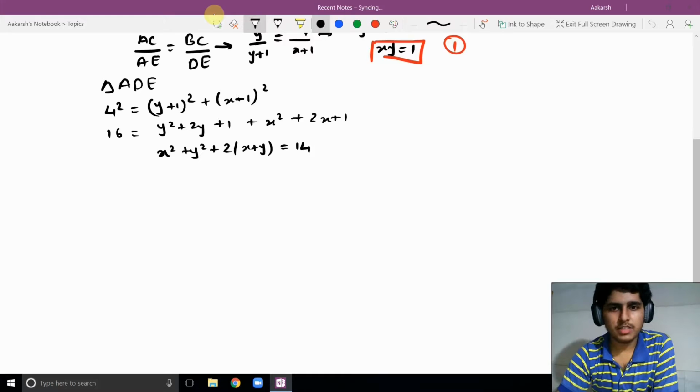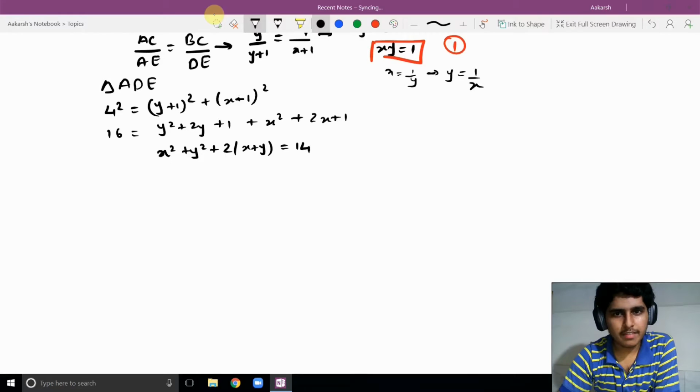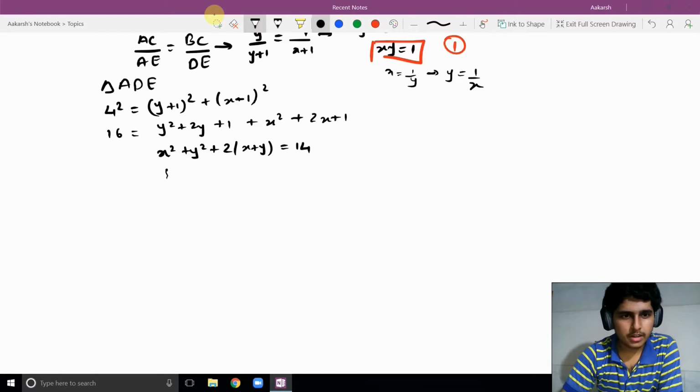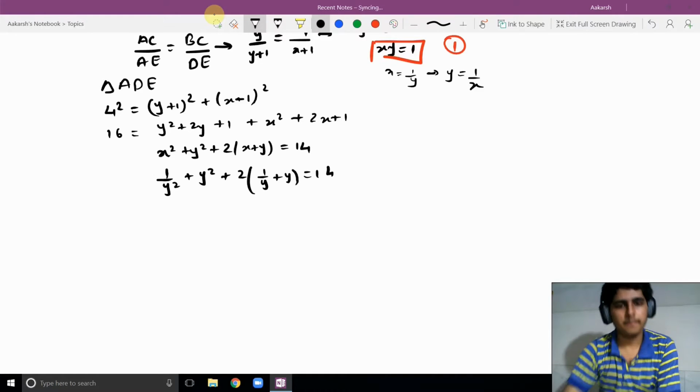Now I have my first equation, xy equals 1. So I can write x equals 1 by y. Wherever I have x, I replace it with 1 by y, because I want to find y. Remember? So I get 1 by y square plus y square plus 2 times 1 by y plus y is equal to 14.